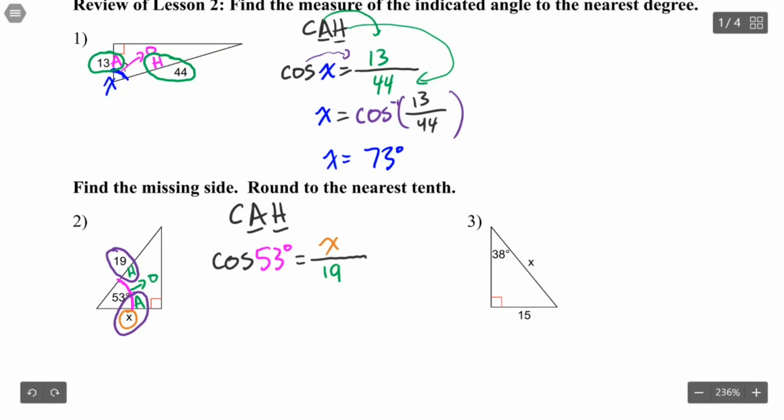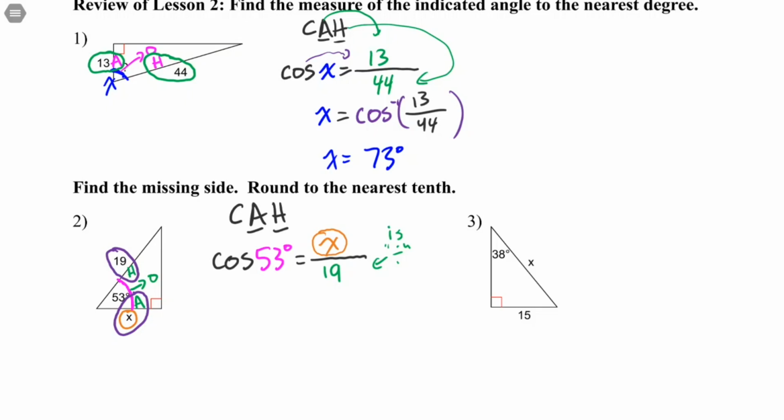We have x. X is up top, up here. X is being divided by 19, right? This 19 underneath is division. So what's the inverse of dividing? The inverse of dividing is multiplying.